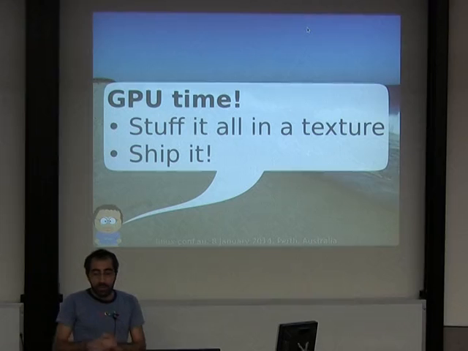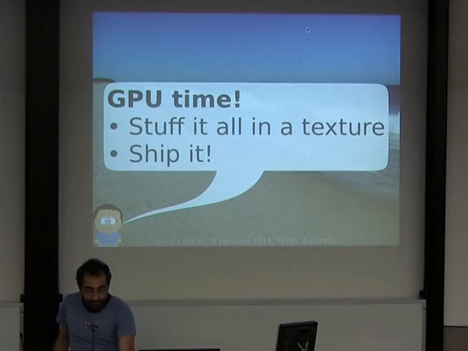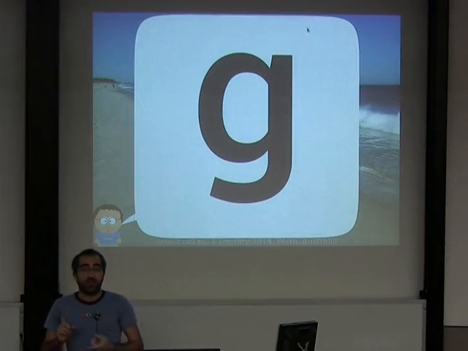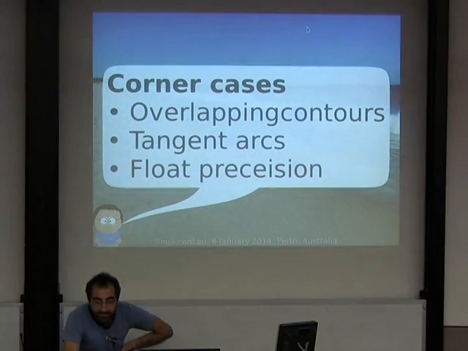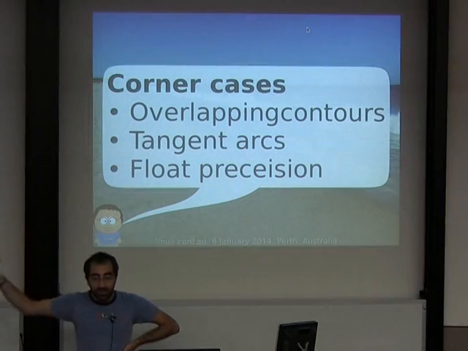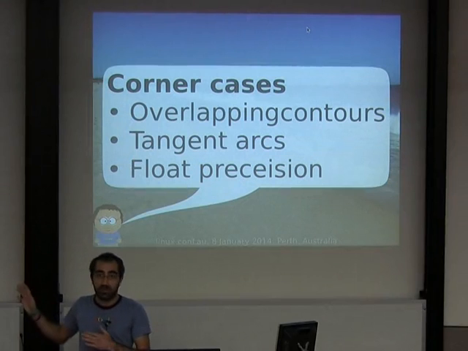So, GPU time. Stuff it all on the texture, ship it to the GPU, and for every pixel find the closest arc. It worked. The first time I presented this, it was running at 3 frames per second, and each glyph took 50K of GPU memory. And I said, OK, I only need to make it 20 times better. The first question after the talk was, do you think you can do it? So people thought I was insane.